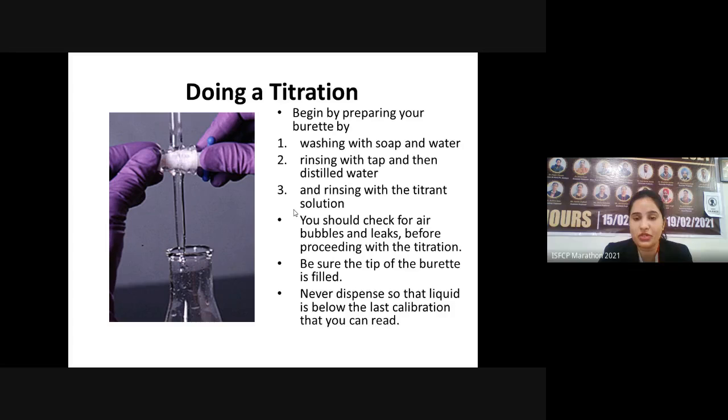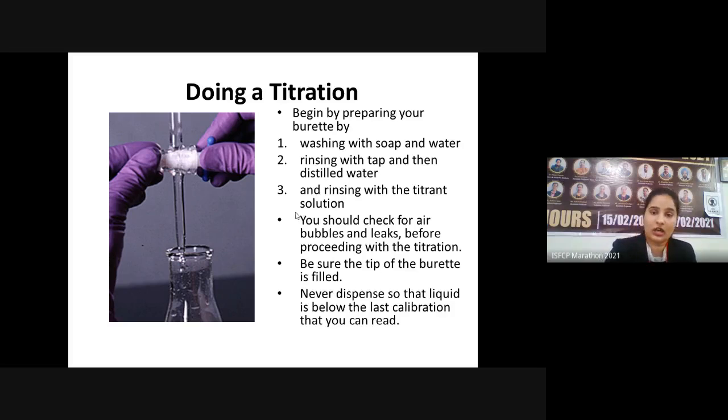Secondly, the burette should also be rinsed with the titrant solution. I will repeat it. The burette which we will be using should be firstly washed with water, and secondly rinsed with distilled water, and then at the last it should be again rinsed with the titrant solution, so that no type of error occurs.